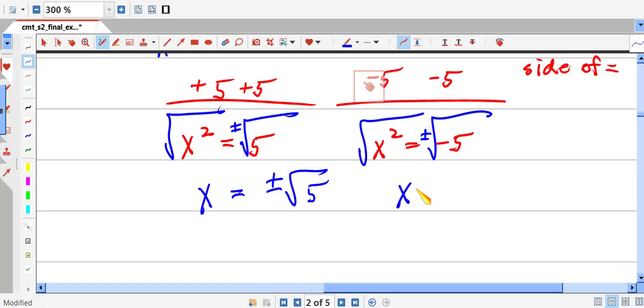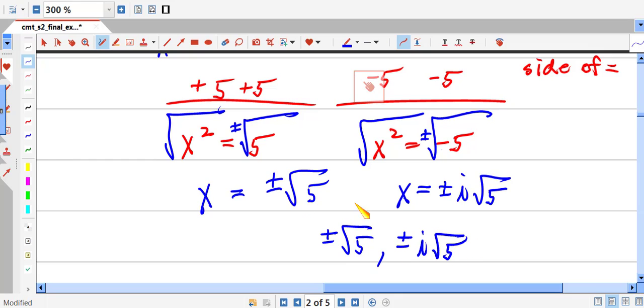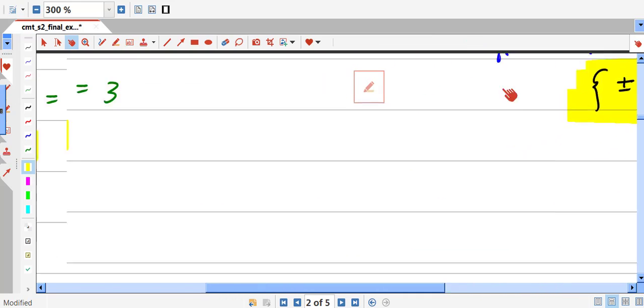And then here I get x equals, now plus or minus square root of negative 5 is plus or minus i root 5. Remember, when you have the square root of a negative number, you make it positive and write an i in front of it. So that means my solution set is going to be plus or minus root 5 and plus or minus i root 5. All right, so I have two real solutions, two imaginary solutions.